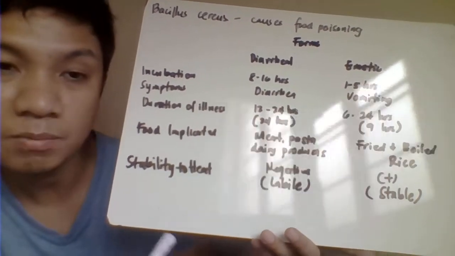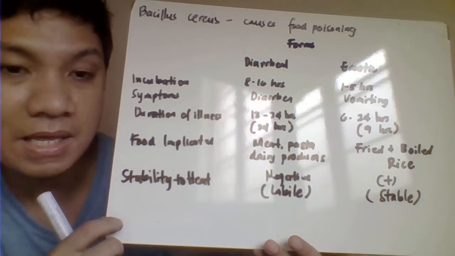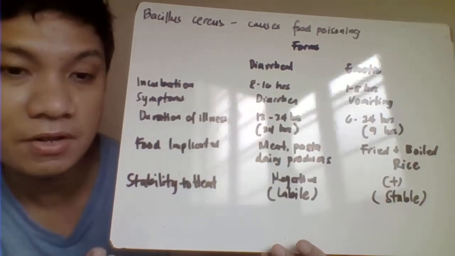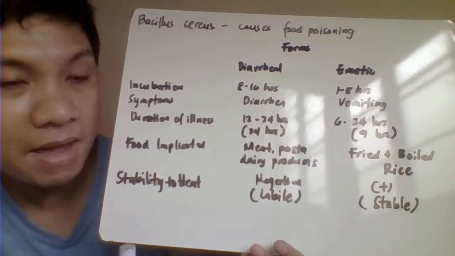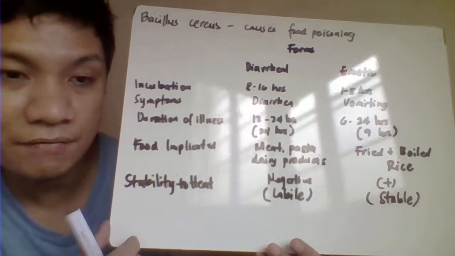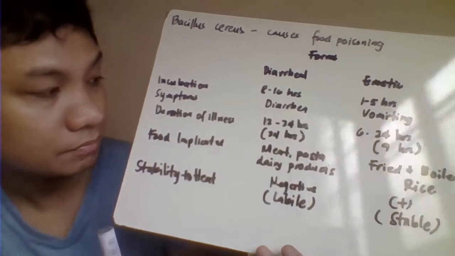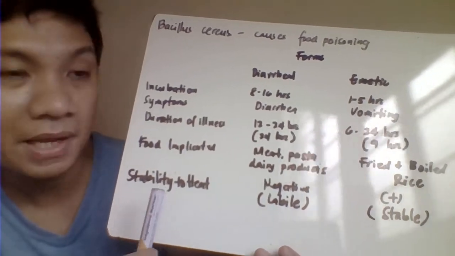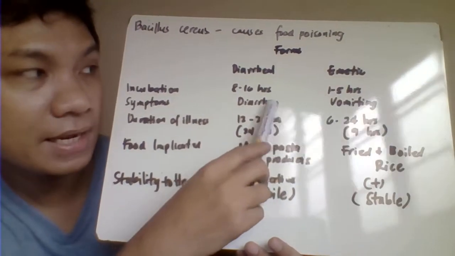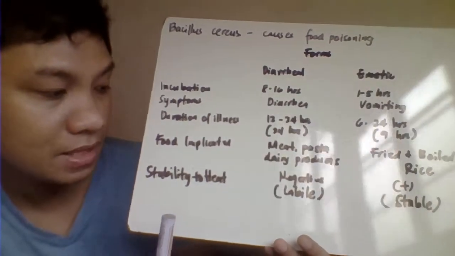Diarrheal is most likely because of ingestion of meat products, pasta, or dairy products. Emetic is associated with the ingestion of fried rice or boiled rice. As for the main symptoms, diarrheal would have diarrhea and emetic would have vomiting.